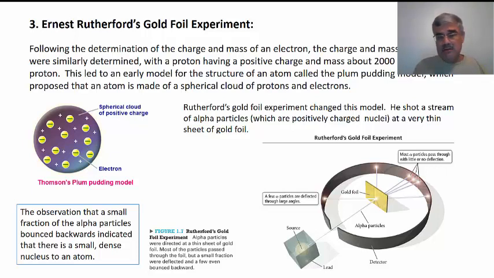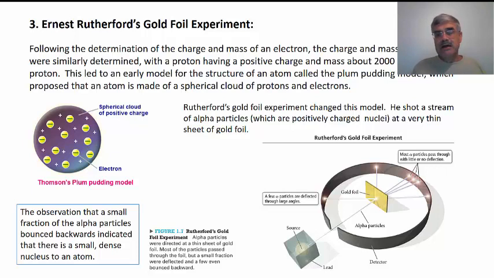was still not known. The prevailing model at the time was what was called J.J. Thomson's plum pudding model, in which the electrons and the protons were thought to just be sort of glommed together in some spherical mass. Well, Ernest Rutherford performed an experiment that cast doubt upon the plum pudding model.